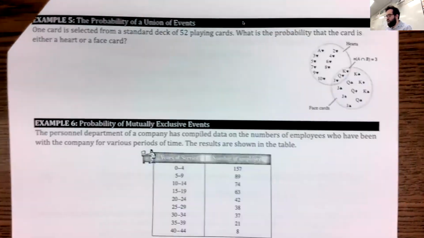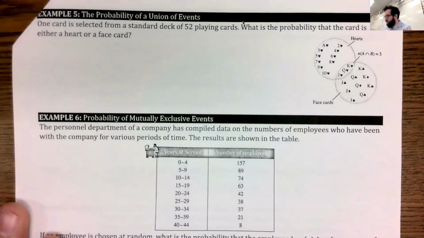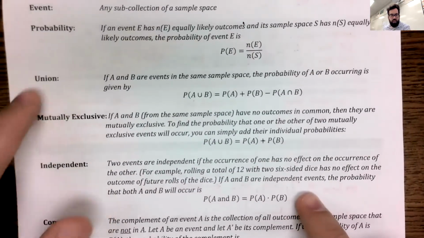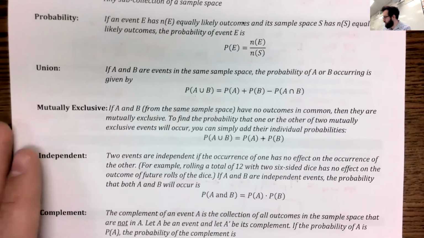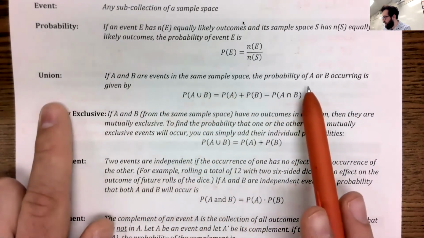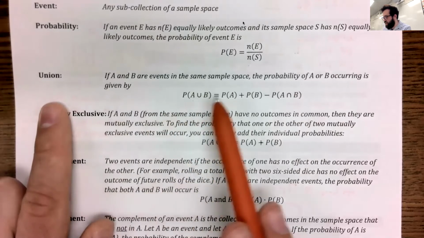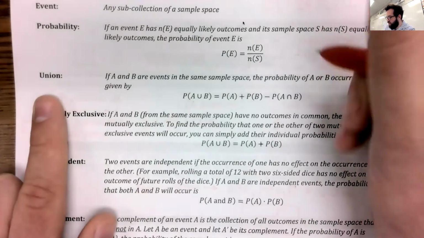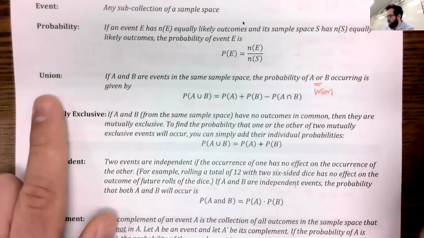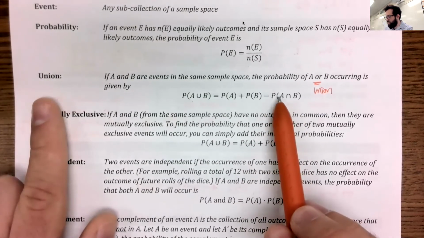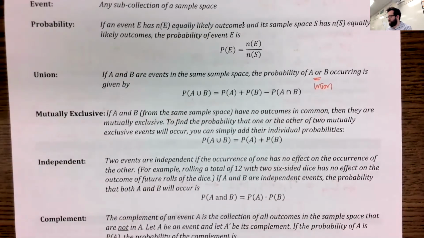In example 5, we are talking about a union of events. So let's back up here for a second and talk about what a union is. And we're going to be talking a little bit more about these definitions down here as we keep going. So the union, if A and B are events in the same sample space, the probability of A or B occurring is given by the probability of A union B. So union means A or B. It's the probability of A plus the probability of B minus the probability of the intersection of A and B. Let me show you why that is.